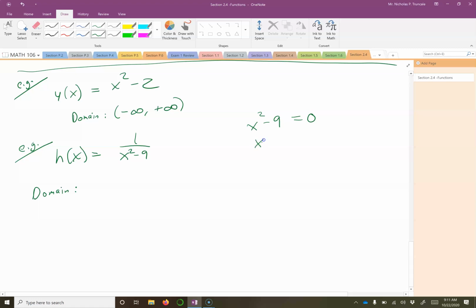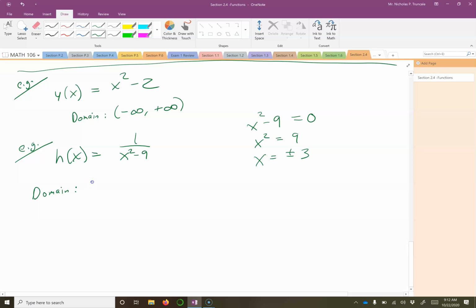So you have x² equals 9, right? And then x has to be ±3, right? So we cannot include plus and minus 3 into our domain. So the domain is going to look kind of messy, right? Anything else works but those two numbers.